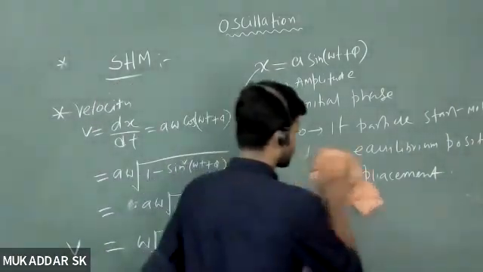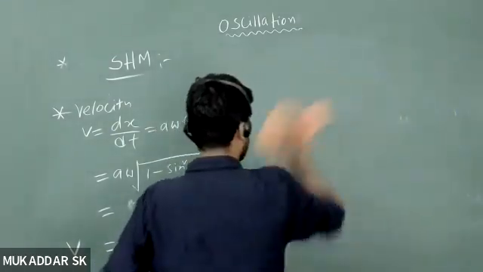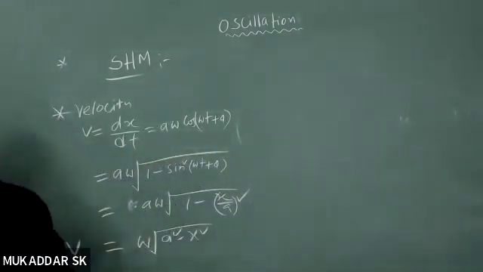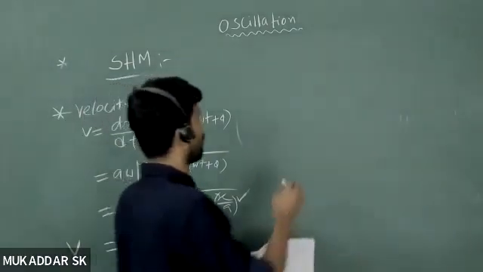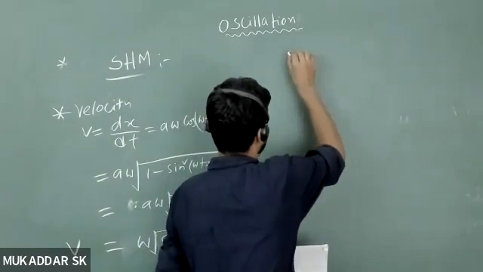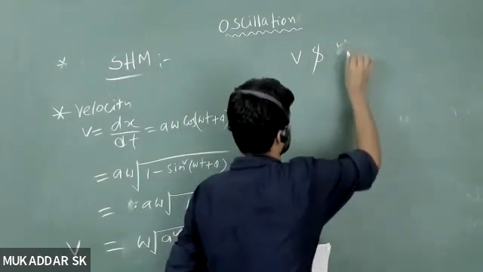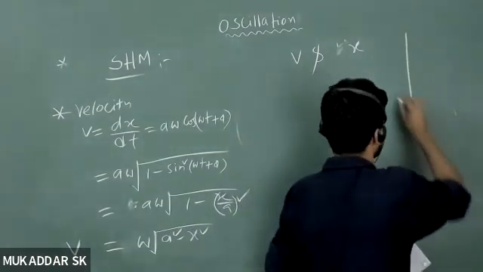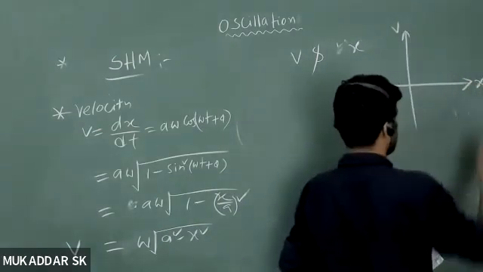Now if you plot the trajectory between velocity and displacement, how will it look? Have you written this much? Yes, sir. Okay. Now what I'm saying, if you draw the trajectory or plot the curve between velocity and displacement, how will it look? Let us take this side velocity of simple harmonic motion, and this side displacement. So how will it look?